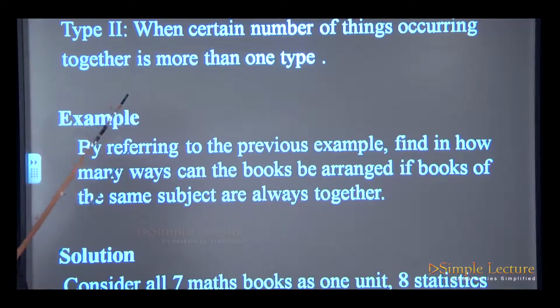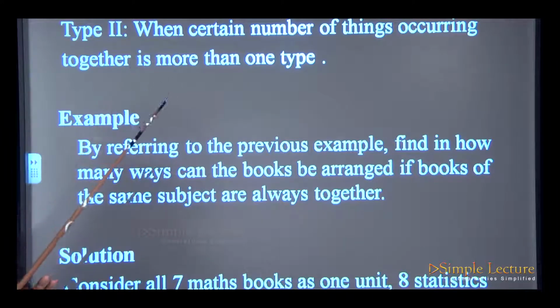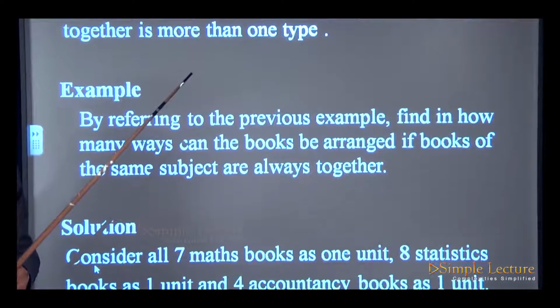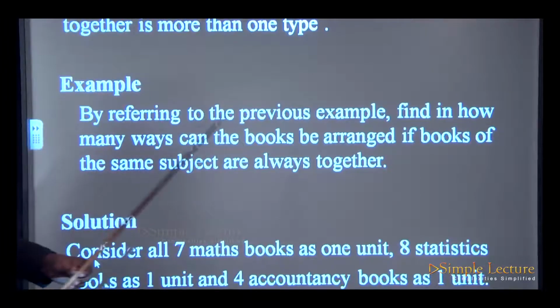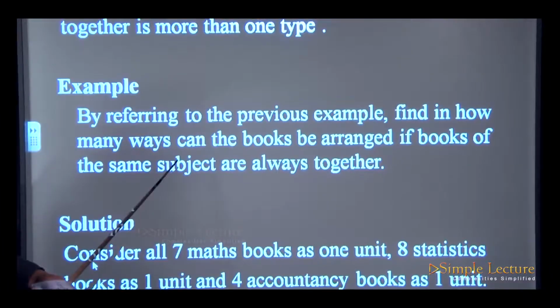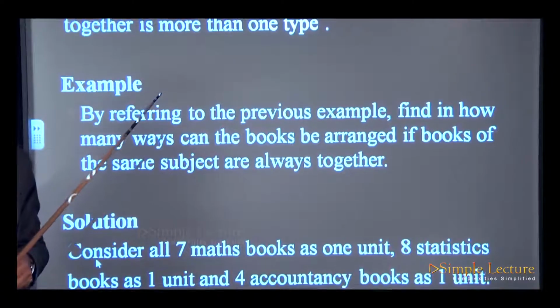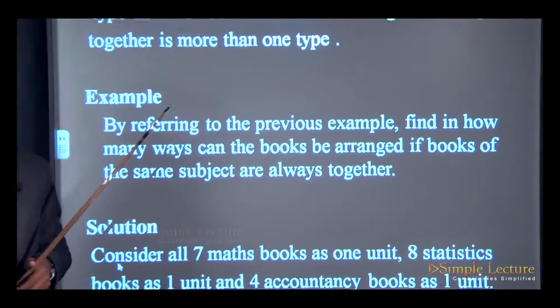That is the second type of permutation. For example, take the previous example itself, wherein there are 7 maths books, 8 statistics books and 4 accountancy books. In how many ways can the books be arranged if the books of the same subject are always together? Now, the togetherness is not only for one item, which we discussed in the previous type, it is there for more than one item.